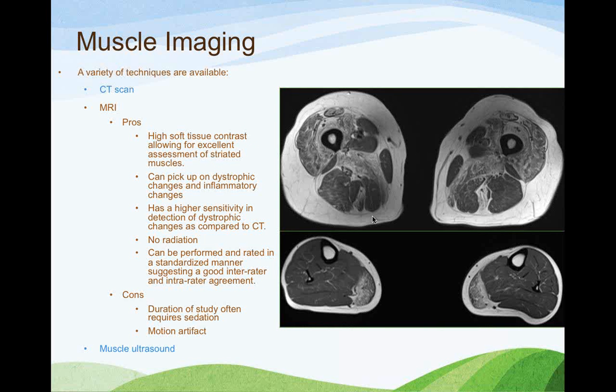So then we move on to MRI. So you can see here that you can really see a nice differentiation between the muscle tissues in the MRI. So it gives you high soft tissue contrast, allowing for excellent assessment of the muscle. You can pick up on dystrophic changes and inflammatory changes. It has higher sensitivity of detection of dystrophic changes as compared to CT scan. There is no radiation, and it can be performed and rated in a standardized manner with good inter-rater and intra-rater agreement. The cons is that this study often takes at least 40 minutes to an hour at times.